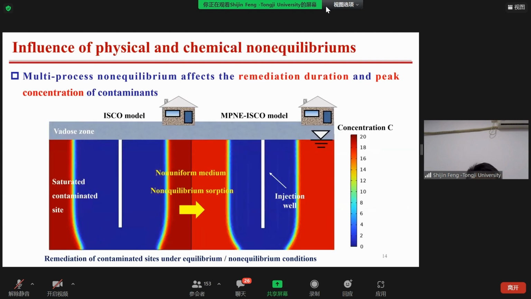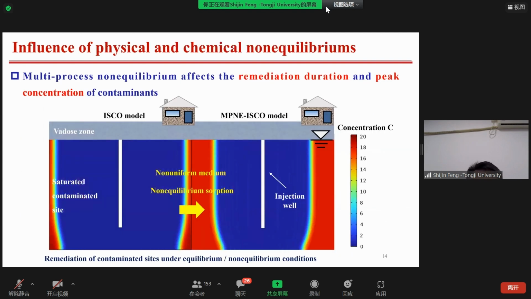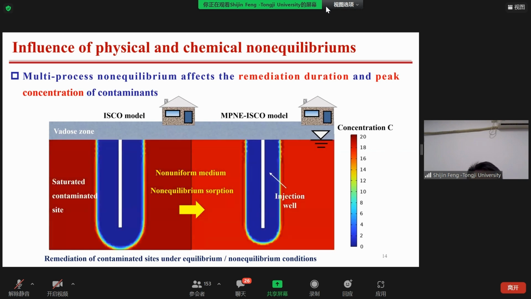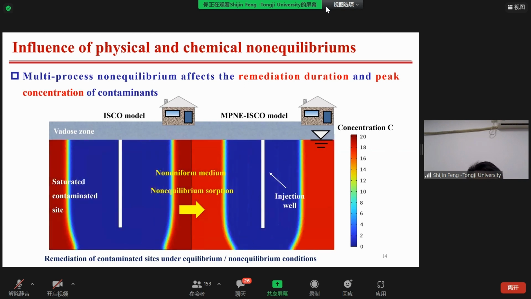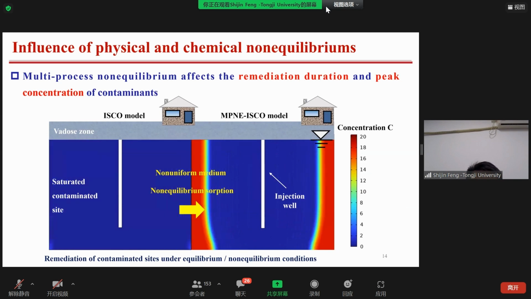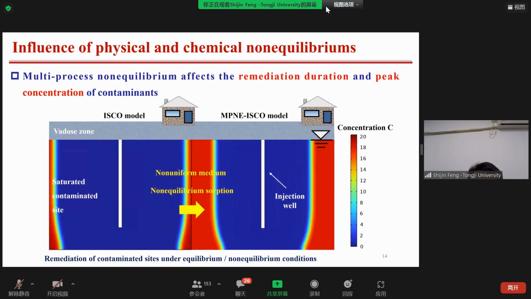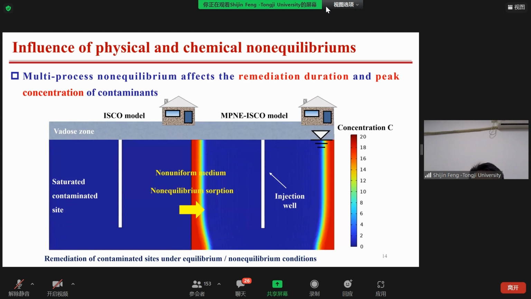We then investigate the influence of PNE and CNE in the below figure. The left part is the result of the existing equilibrium model, and the right part is the result of our model. We can see that the repair process of the ISCO model is much faster. This proves that multi-process non-equilibrium affects the remediation duration and the peak concentration of contaminants.